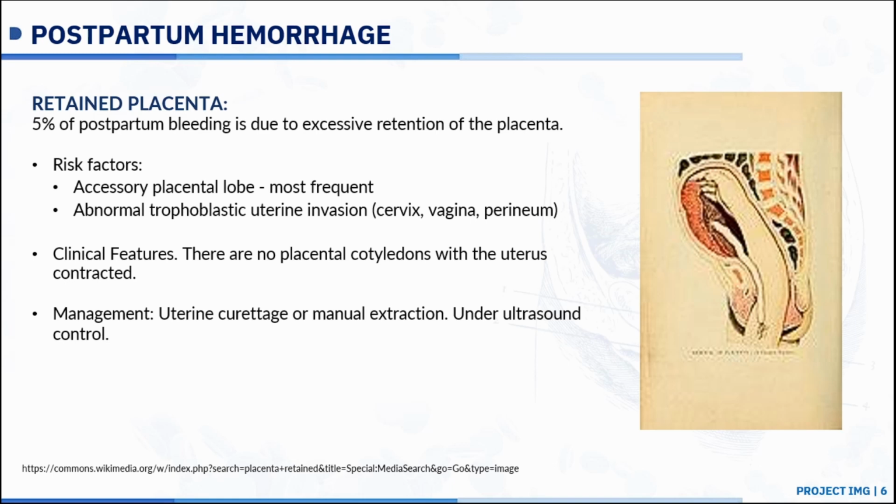Okay, retained placenta. 5% of postpartum bleeding is due to excessive retention of the placenta. Risk factors: accessory placental lobe, the most frequent, and abnormal trophoblastic uterine invasion. Clinical features: there is no placental expulsion, with the uterus contracted. Management: uterine curettage or manual extraction under ultrasound control.